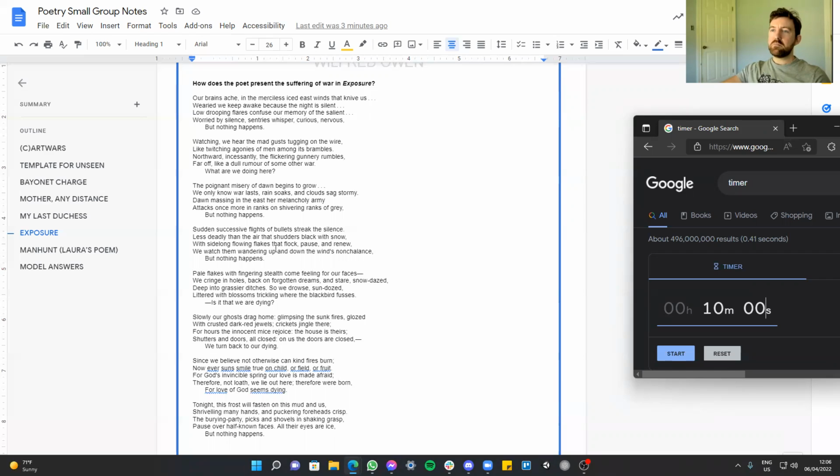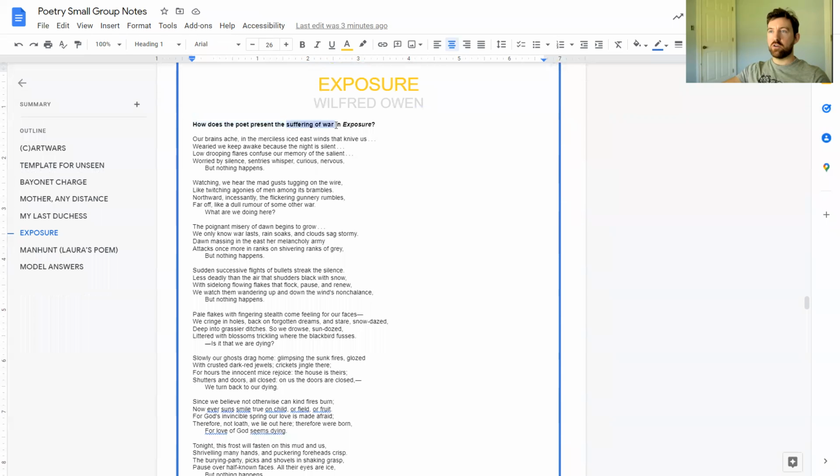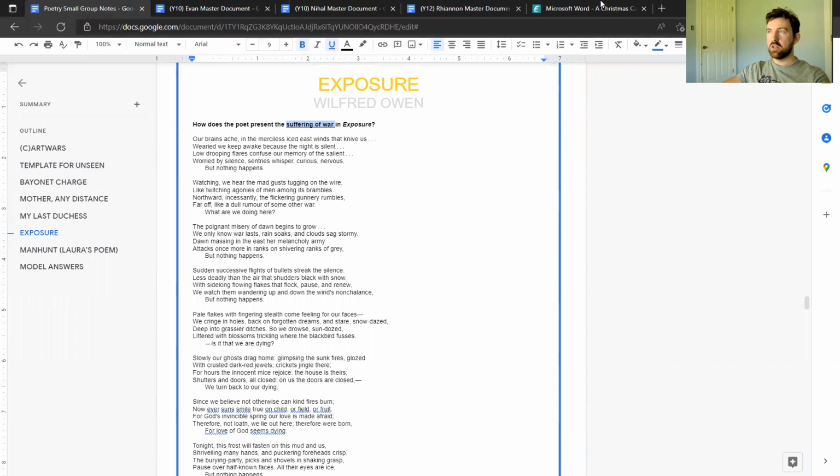The only other thing I would say, which I've sort of spoken to you before about, is I would start by looking at the structure a little bit before you even dive into the text and read it. So that's exactly what I'm going to be doing. And then as I read, I'm actively reading for how the poet presents the suffering of war. So if something isn't to do with the suffering of war, then I'm not going to include it.